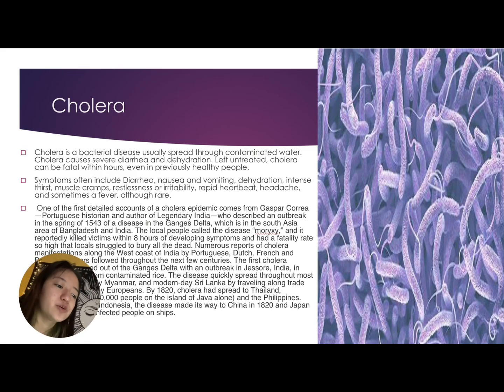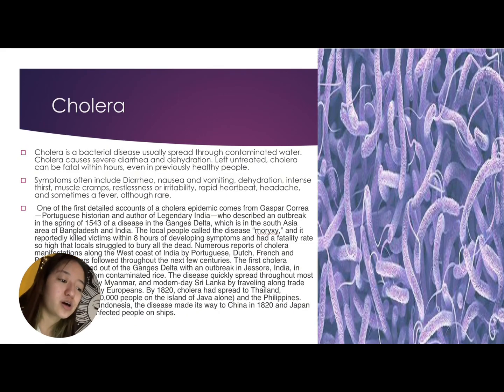Numerous reports of cholera manifestations along the west coast of India by Portuguese, Dutch, French, and British observers followed throughout the next few centuries. The first cholera pandemic emerged out of the Ganges Delta with an outbreak in India, 1817, stemming from contaminated rice. The disease quickly spread throughout most of India, modern-day Myanmar, and modern-day Sri Lanka by traveling along trade routes established by Europeans.